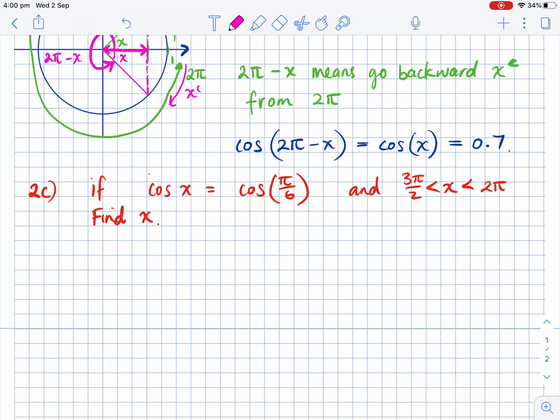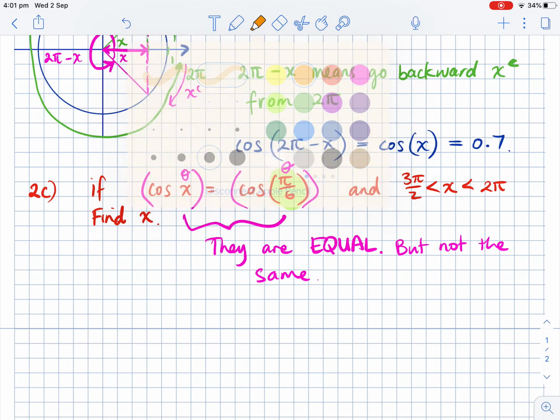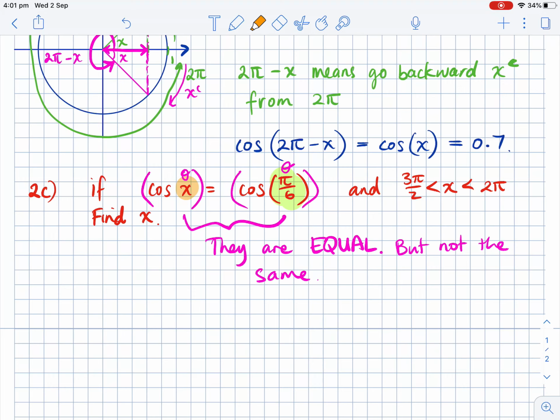Okay, first hint here. Please recognise we have two parts that are equal to each other but are not the same. They are equal but not the same. So if they're equal, it means they have to have the same value. But this angle, theta, which is pi on 6, will not be the same as this theta, which is x.